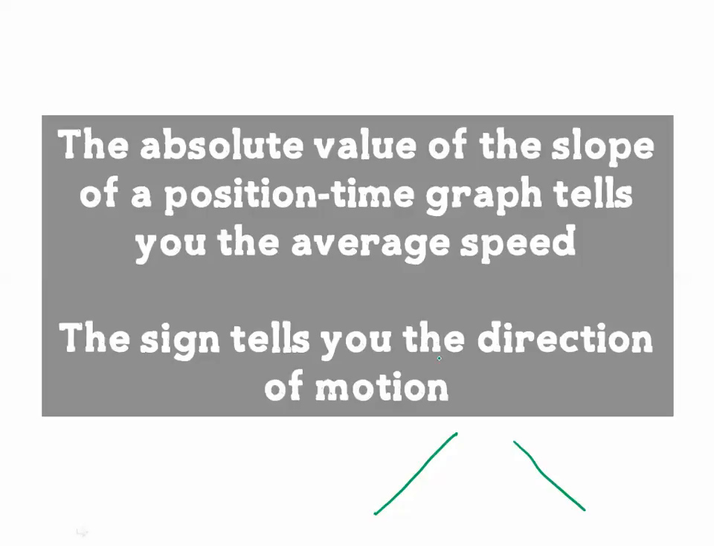So say this is a slope of 5. Velocity would be 5, speed would be 5. Let's say this is a slope of negative 5. Velocity would be negative 5, but speed would still be 5. So we'd take the absolute value of that, and it would be 5. Again, the direction is determined by the sign.